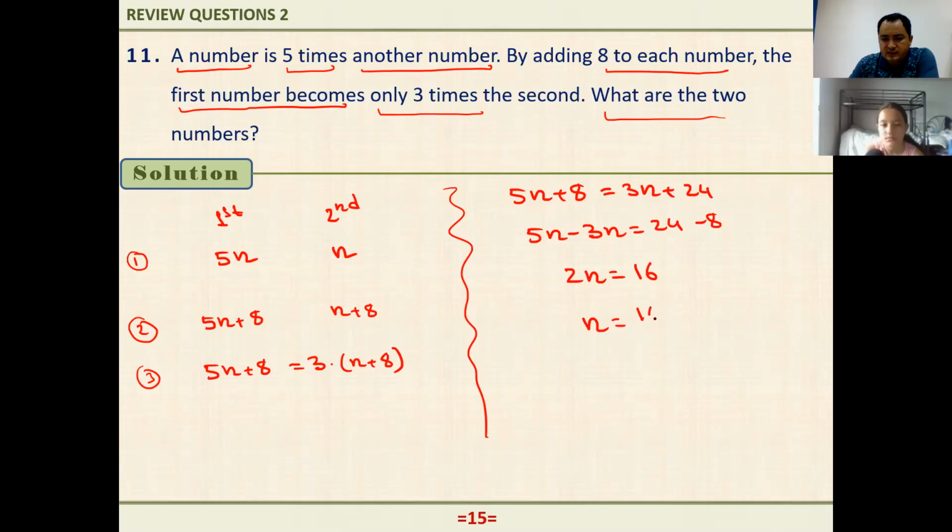So now what is n? n equals 16 over 2. That's equal to 8, right? So n equals 8. The question is, what are the two numbers? So we have to find these two numbers, right? So the first number is 5 times 8. That's equal to 40. The second number is n, that's equal to 8. So we are talking about these two numbers.